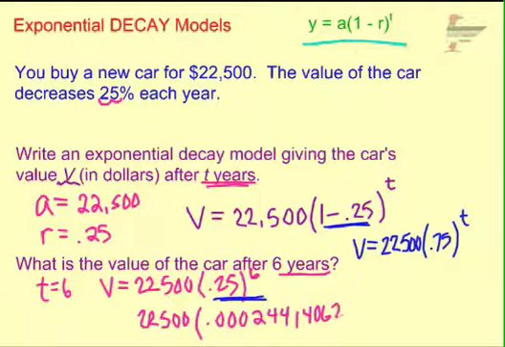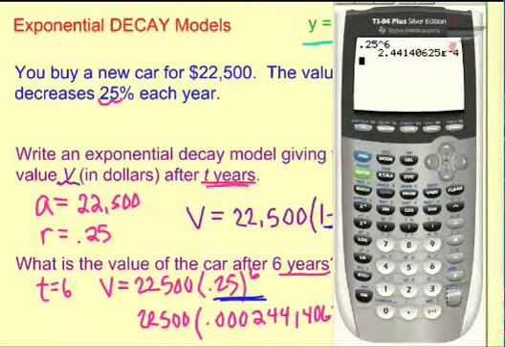So we come back here to the problem, and it's 22,500 times 0.00244140625. And again, the more decimals we use, the more accurate our answer will be. So we're going to take that decimal, multiply it by the 22,500 to get the value of the car after 6 years. Well, apparently it's not worth very much. $5.49?